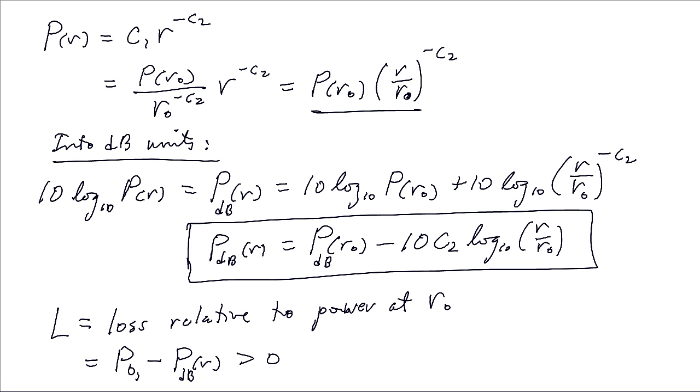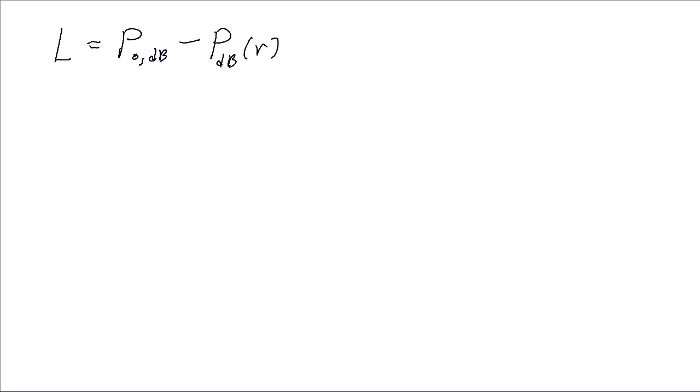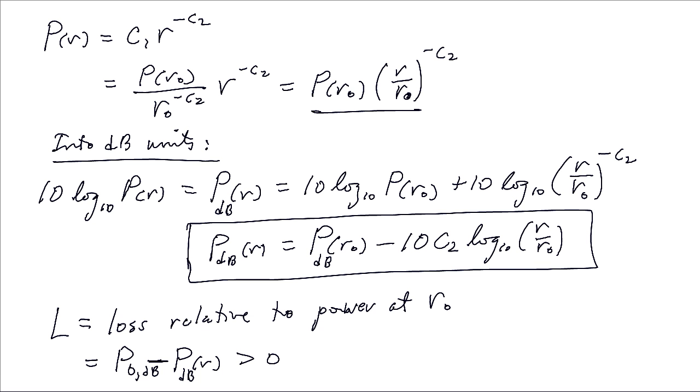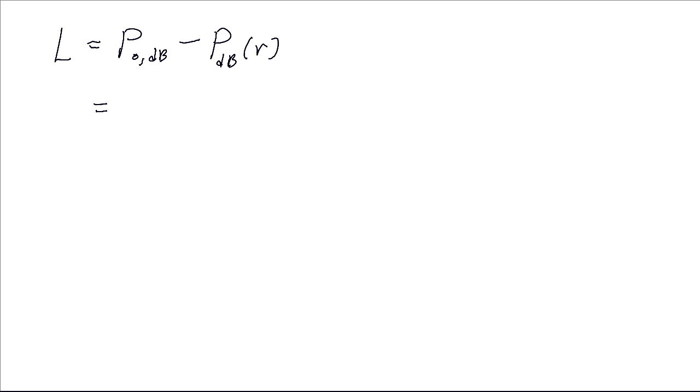Let me try to fix up my notation here. Okay, so this is going to be a loss value greater than 0. And in fact, this is the value that we put into our spreadsheet. So I'm going to write that out here on the next page. L is P naught in dB units minus P in dB units at distance r. I forgot to define that P naught in dB units is equal to P in dB units at distance r naught. Okay, that's what I mean by P naught. And so if I take that, then I get 10 C2 log r over r naught. Okay? And that's the equation we're trying to plot in our spreadsheet.